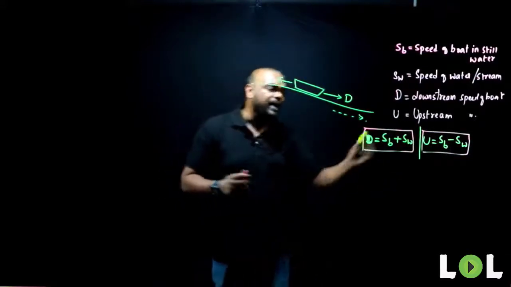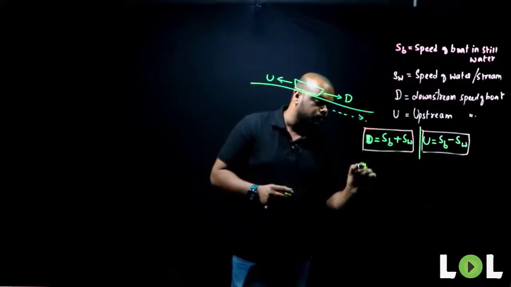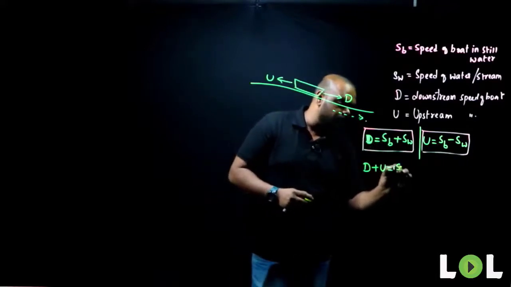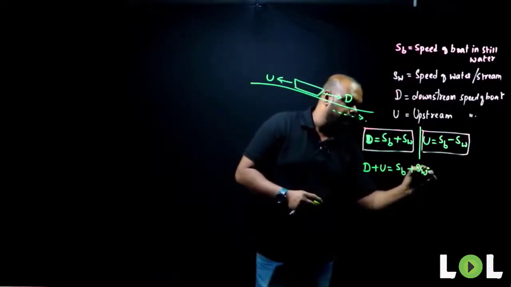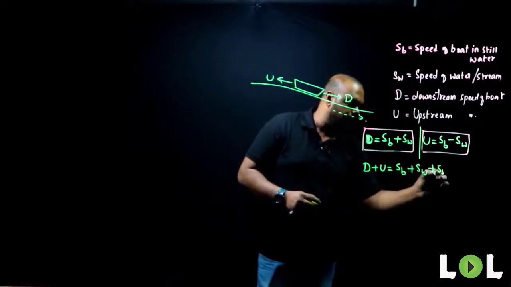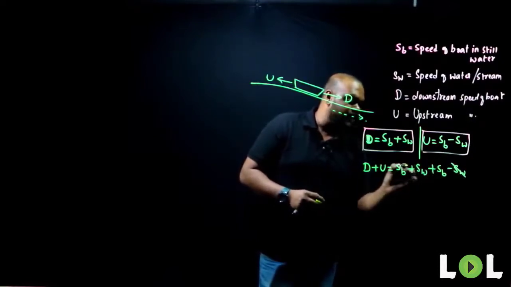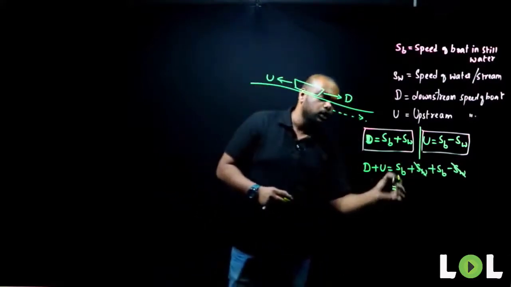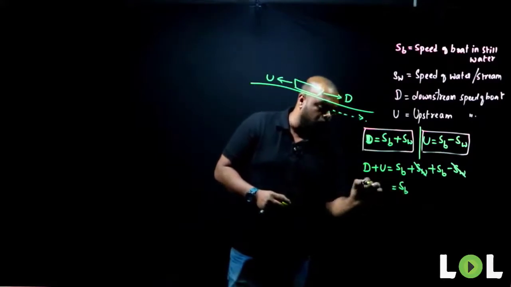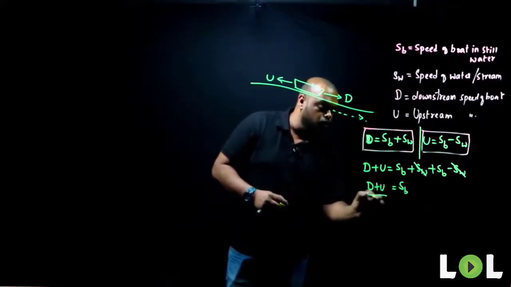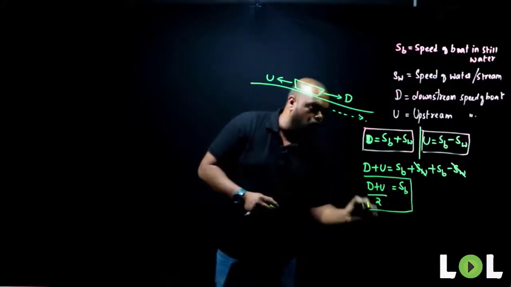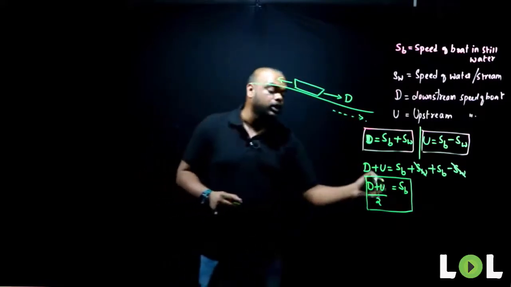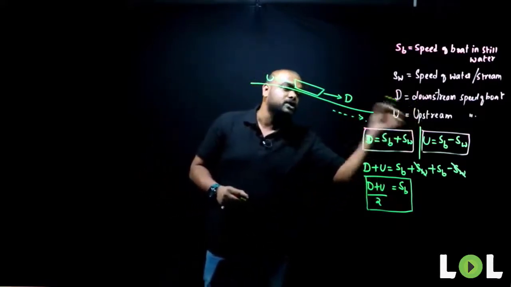Now, suppose I add these 2 equations, what do I get? D plus U. D is SB plus SW, plus U is SB minus SW. SW gets cancelled, we get 2 times SB. So I'll send 2 to the other side, and I'll be left with SB equal to (D plus U) by 2. The speed of a boat in still water can be calculated using the formula (D plus U) by 2, where D and U are the downstream speed of a boat and the upstream speed of a boat.